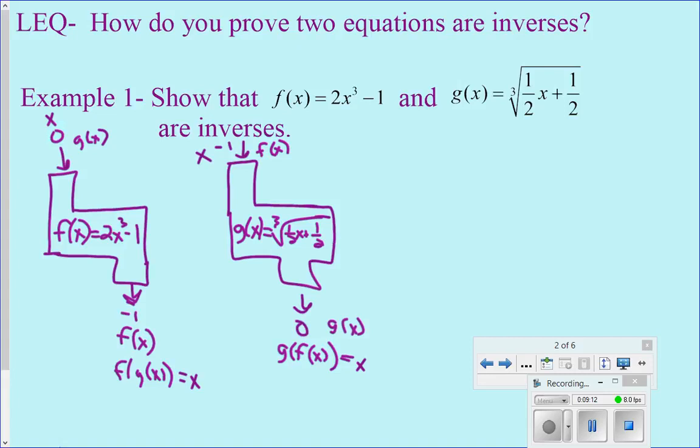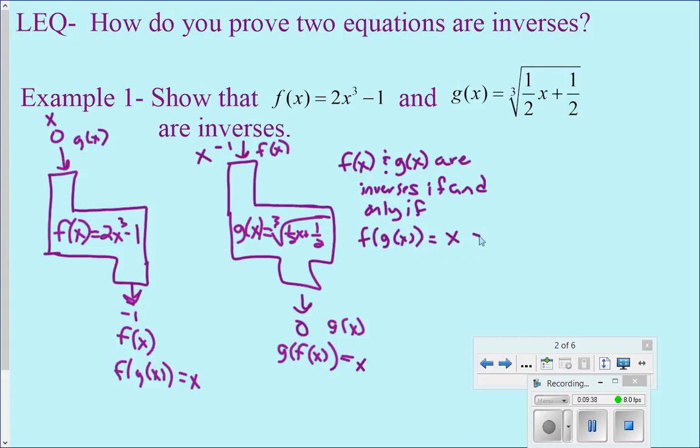Okay, so we have really I guess a theorem here that says f of x and g of x are inverses if and only if f of g of x is equal to x, and also g of f of x is equal to x. So they have to both be equal to x, which means they're both equal to each other, because they both equal x.